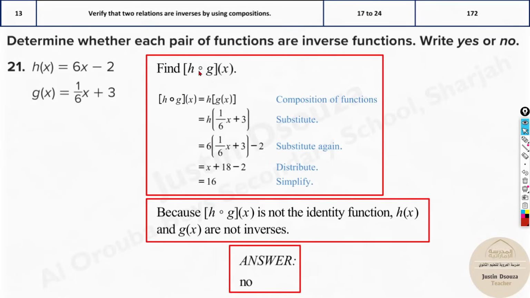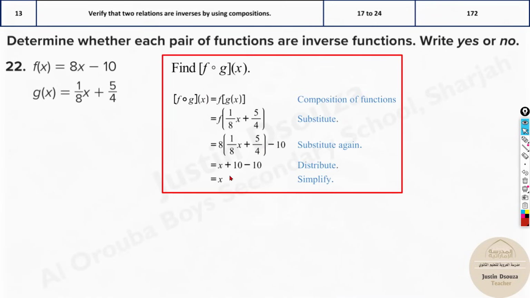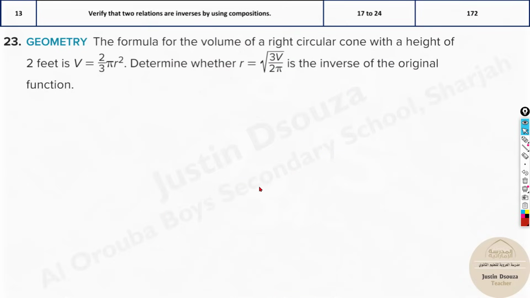You don't need to do it again. Try checking only once. And since it's MCQ, just do it once. It's enough. Now, what about this over here? Just try solving this. If you get x, it is inverse. Otherwise, no, they are not inverses of each other.